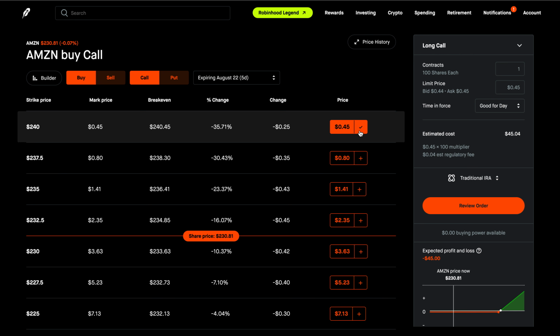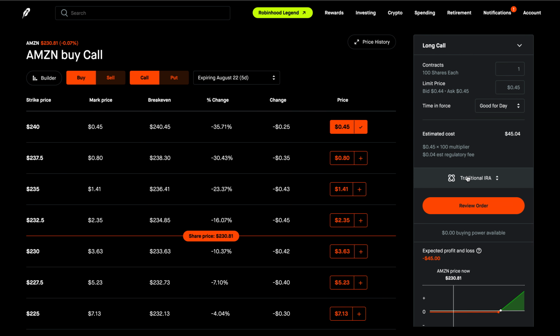So in options trading on Robinhood and on other platforms, there are what is known as levels. These levels are tiers that categorize different option strategies based on complexity and risk. And on Robinhood, there are 2 different levels. There is level 2 and there is level 3. My traditional IRA account is level 2. My individual investing account is level 3. So let me actually show you this here.